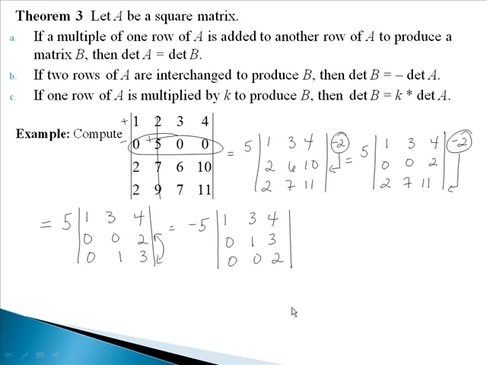So we just have to keep track of what we're doing. And now I can simply use the diagonal entries to find the determinant of this 3 by 3. So I still have my negative 5 now, times 1 times 1 times 2. So I end up with a negative 10 for my determinant.